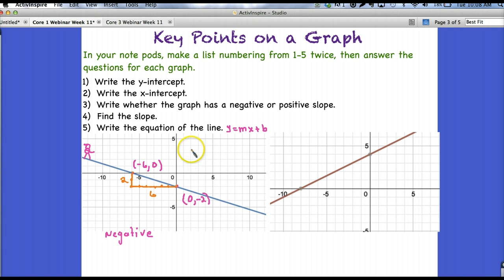So my slope, my m, and I'm going to reduce this, is always rise over run. So my up and down was 2, and my left and right was 6. If I reduce that, 2 goes into itself once, and 2 goes into 6 3 times. So my slope is actually 1 over 3.